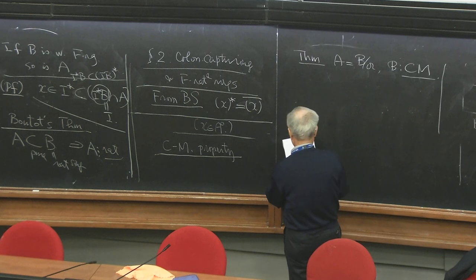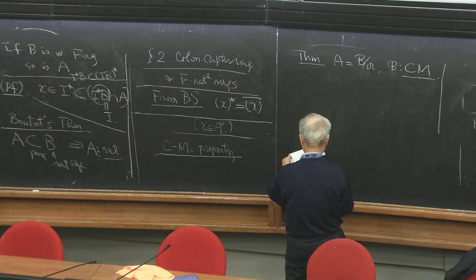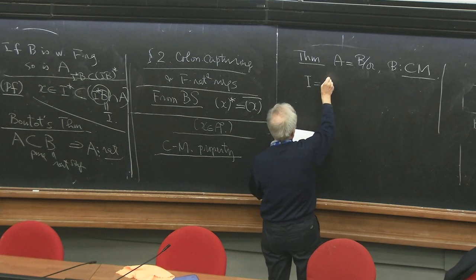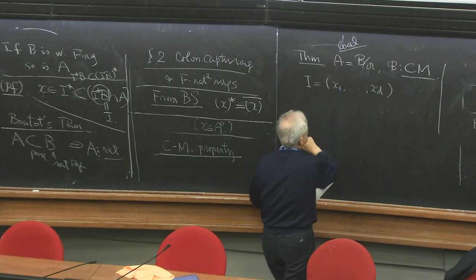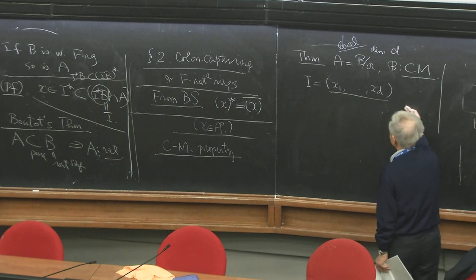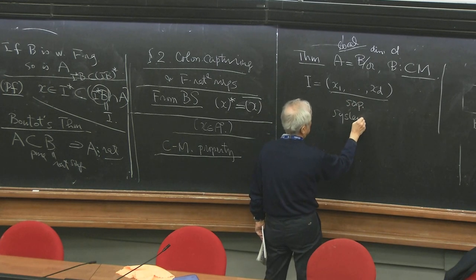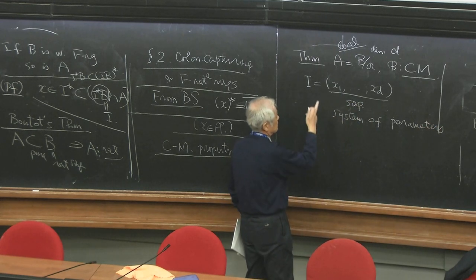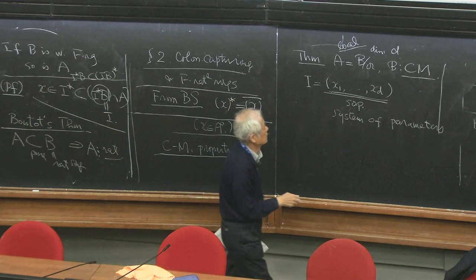And okay, so let x1 to xd, so local ring of dimension d. So there are the system of parameters. So I write SOP, system of parameters. So since there is some ideal generated by, an M-primary ideal.